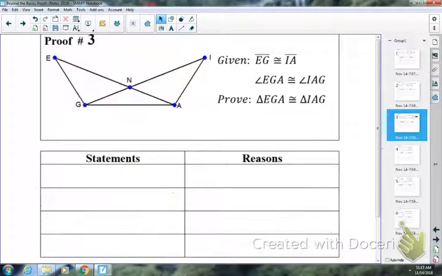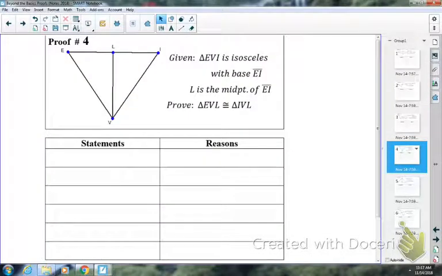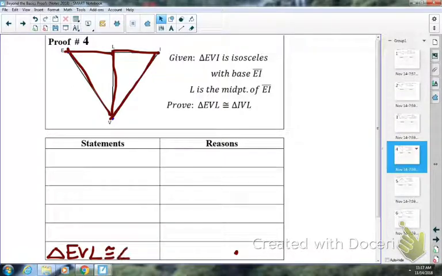Okay, let's continue on to the fourth one. So this one, again, if you look at the given information, you notice that I want to prove the triangle EVL is congruent to triangle IVL. So that's again how I'm going to finish, EVL congruent to triangle IVL. Okay, so just like before, we're going to start with our given.